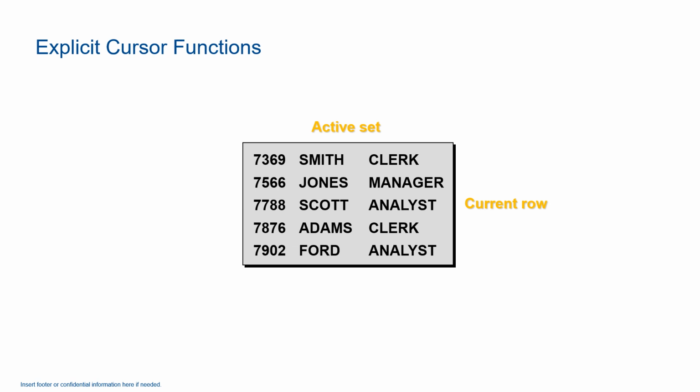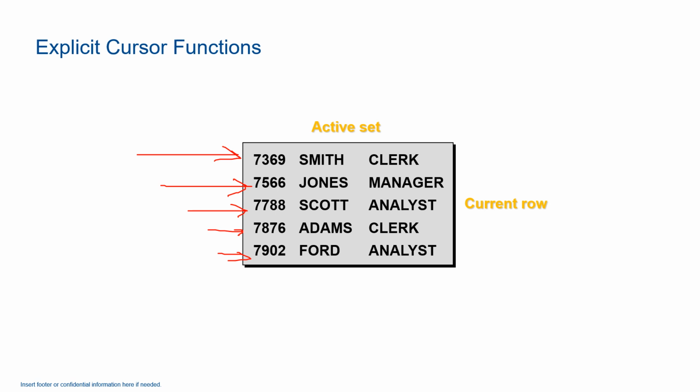Now talking about explicit cursors. Implicit cursors are written automatically, so if there is more than one row, we have to write an explicit cursor. You can see the active set, which is of five. We have 5 rows: employee ID, the name and the position: clerk, manager, analyst. So how does it work? If we write an explicit cursor, it will first fetch the first record, then go to the second, then third, then fourth, and finally fifth. So every time it will have an active set.